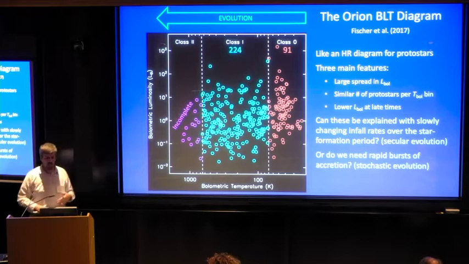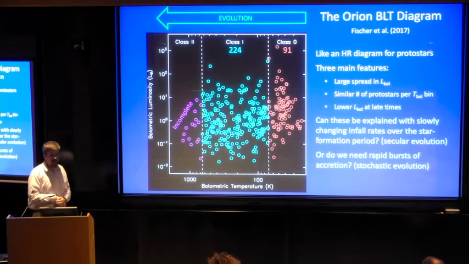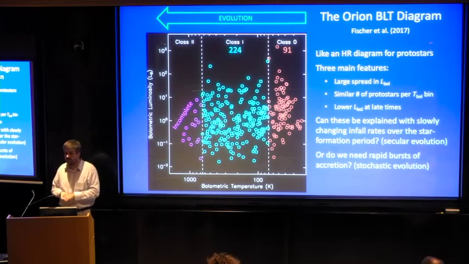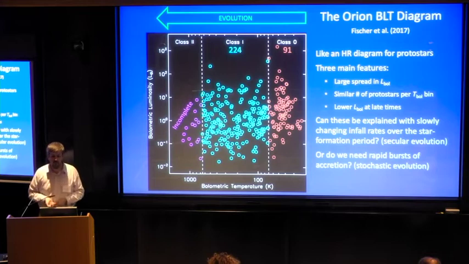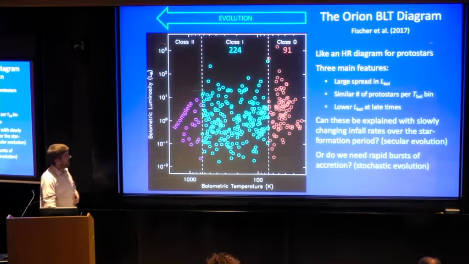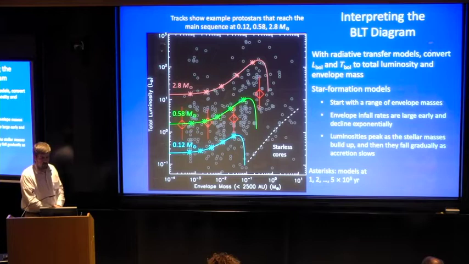So we see these three general characteristics of the diagram. We want to know, can we explain these with slowly changing infall rates over the star formation period, or do we need rapid bursts of accretion to explain the diagram? So we can get most of the way there with what I've been calling secular evolution.